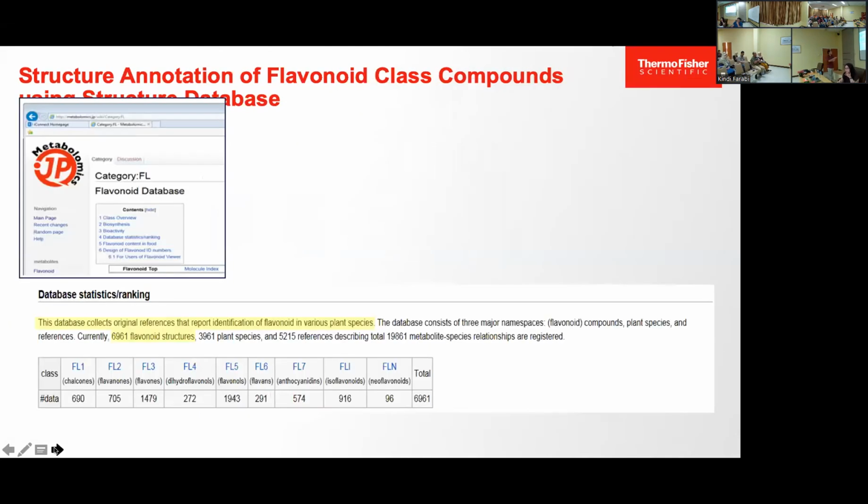Okay, so this is the example for the database. It's available online. So if you search this flavonoid database, currently these are the list of the compounds that are available, and it's constantly updating. They try to discover more and more compounds, and they will update with the structure as well as the MSN.